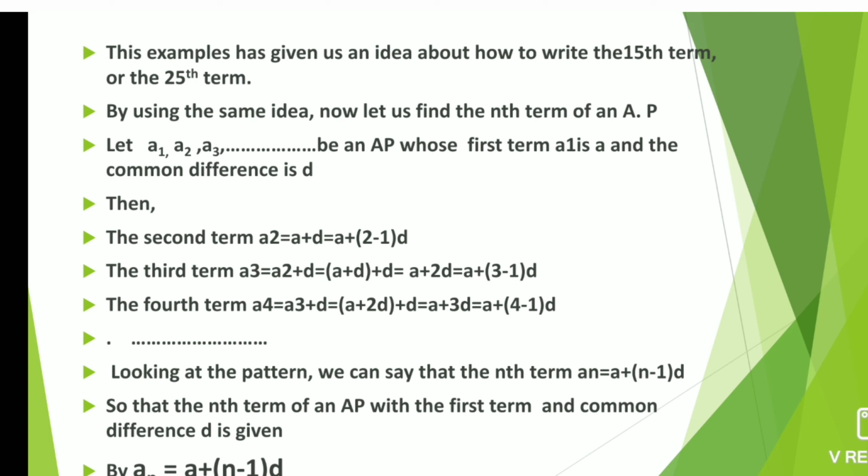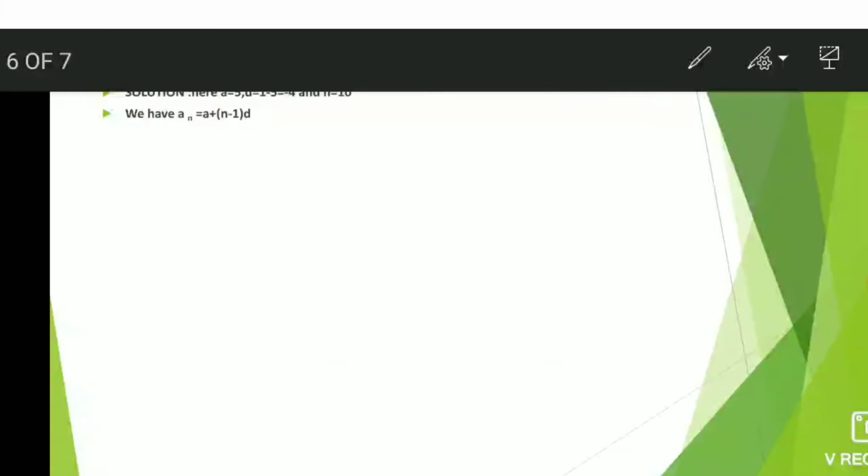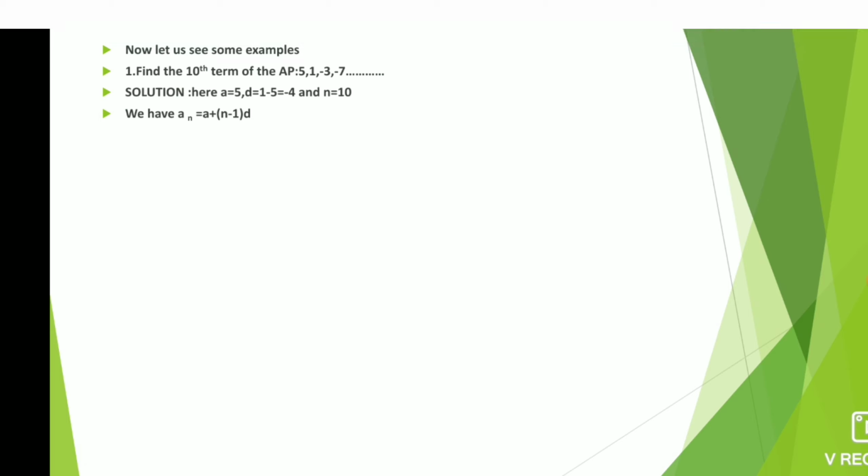Okay, now let us see another concept. Now let us see some examples. First, find the 10th term of the AP 5, 1, minus 3, minus 7, and so on. Solution. Here a is equal to 5, d is equal to 1 minus 5, that is equal to minus 4, and n is equal to 10.